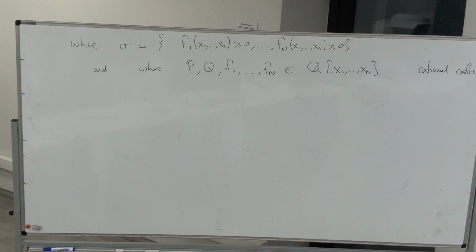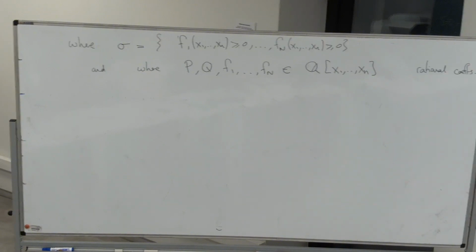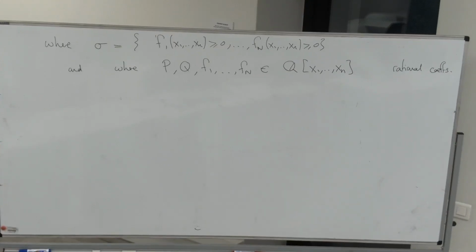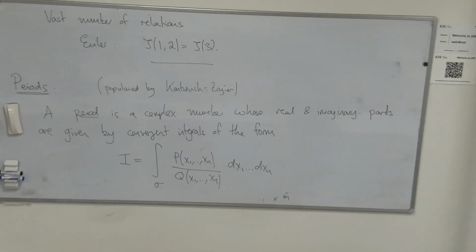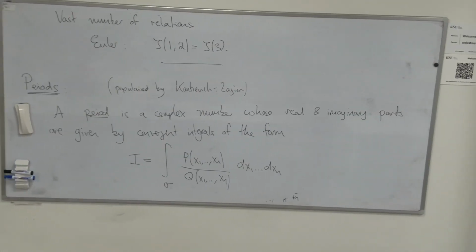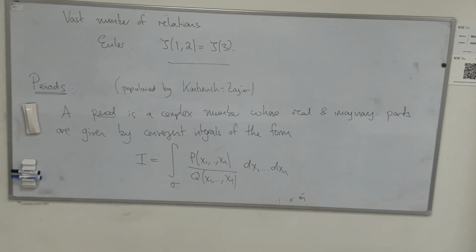And the definition is quite flexible. You can drop this condition of being rational, and there are generalizations, but essentially you always get the same class of numbers if your definition is reasonable. So let's do a couple of examples. It turns out that many of the most interesting numbers in mathematics are periods.